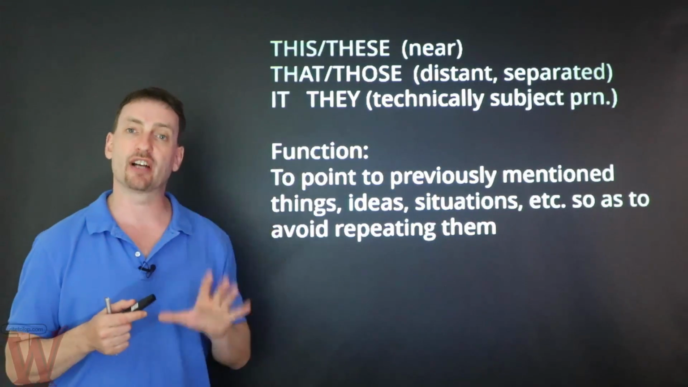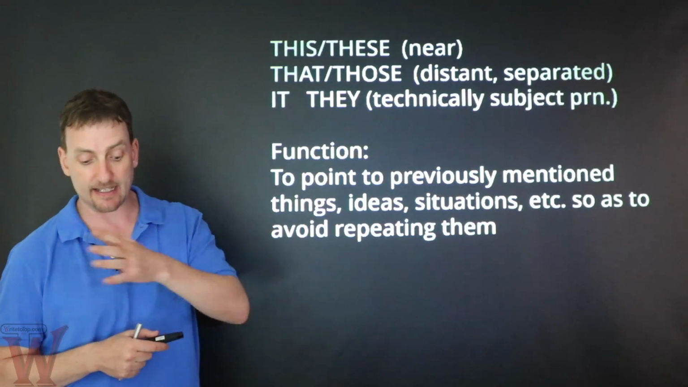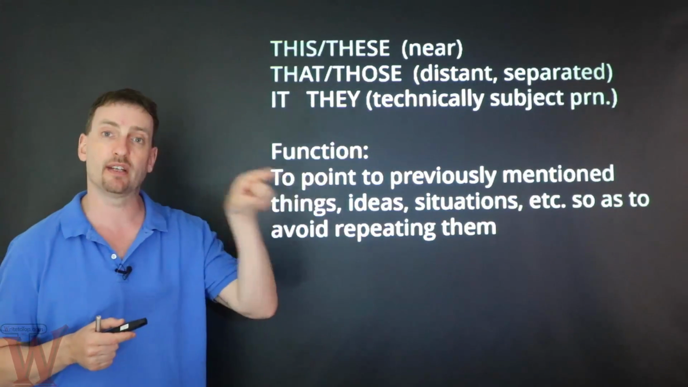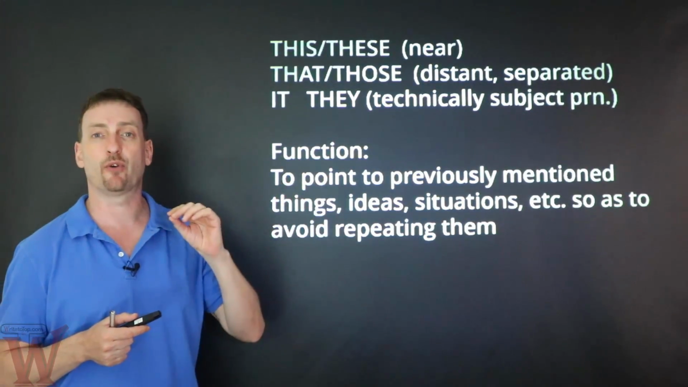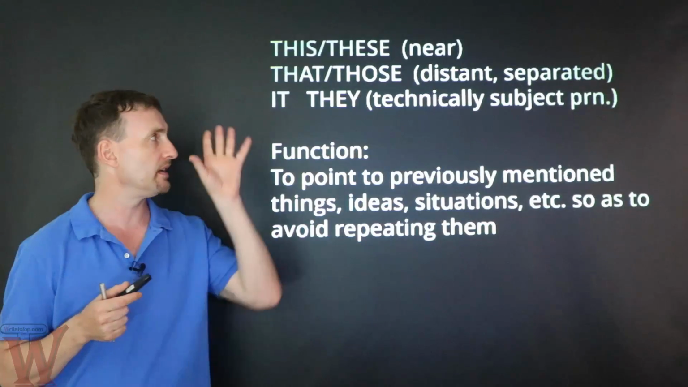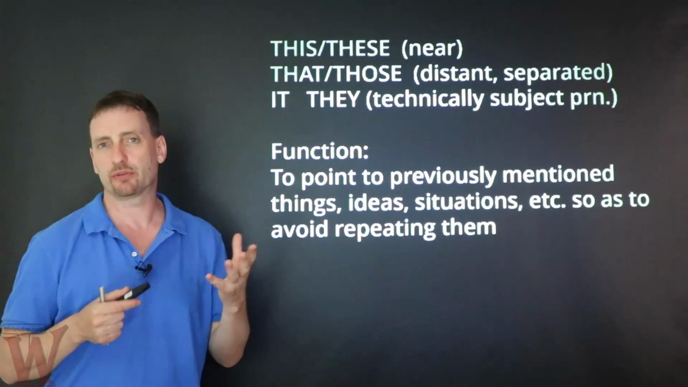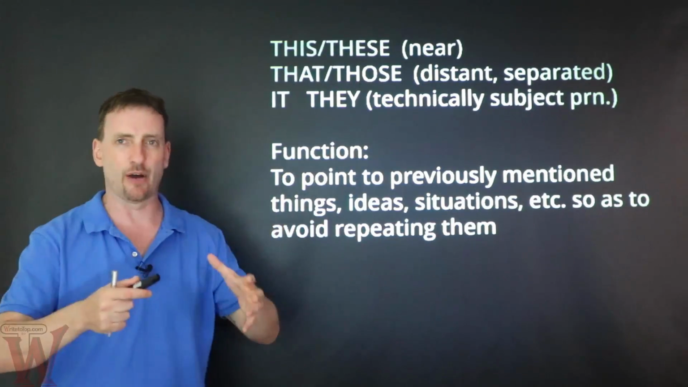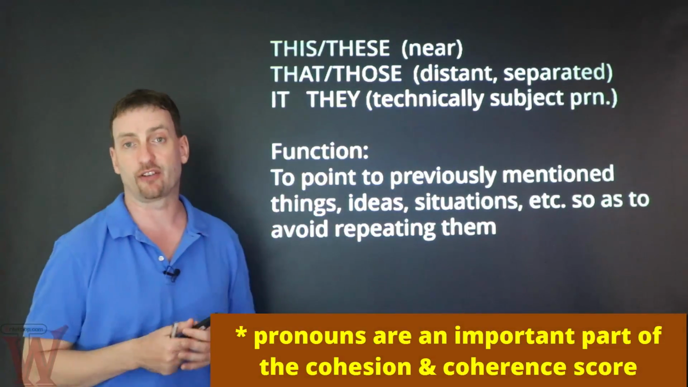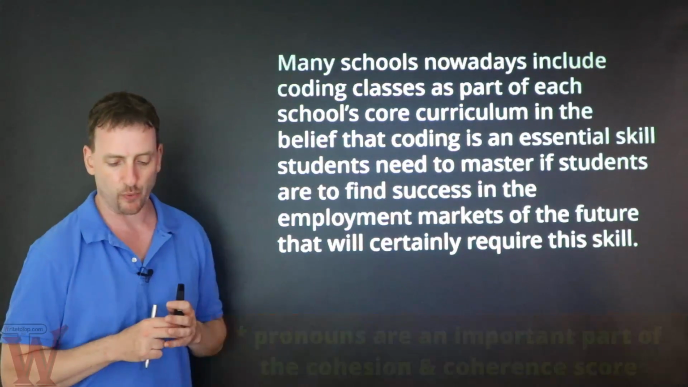Again, very important, the function of a demonstrative pronoun: to point to previously mentioned things, ideas, situations, etc., so as to avoid repeating them. All of these words are pointing to something that was already mentioned before. Now, in writing, this could be very confusing if it's not clear what the pronoun is pointing to. But you must use pronouns. If you don't use pronouns, it means you're repeating nouns, you're repeating phrases, you're repeating clauses when you don't need to. And that's going to affect your cohesion and coherence score. Okay? So we're going to look at some examples so you'll understand what I mean.